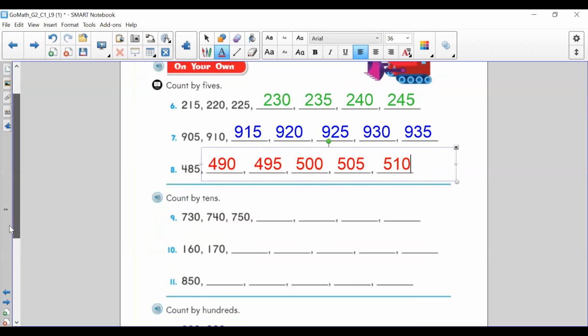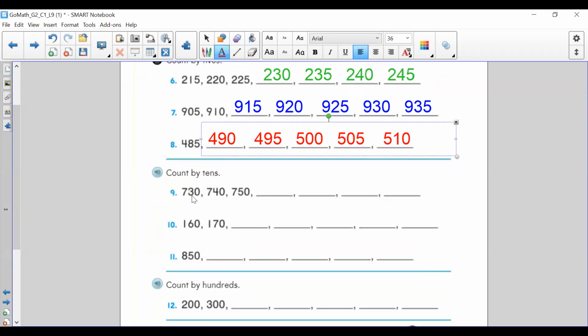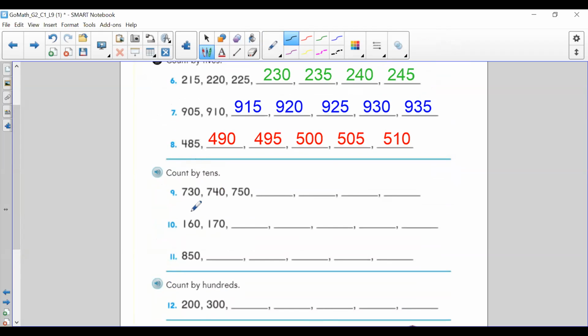And now we're counting by tens. So I see that if we look at just the last two numbers, the tens and the ones, there's 30, 40, 50.